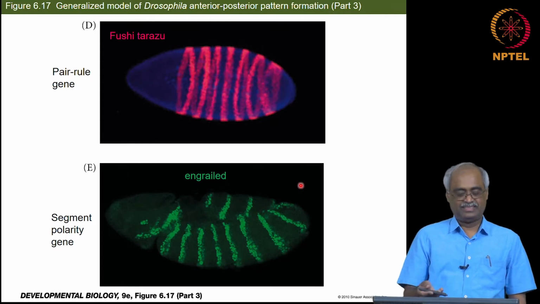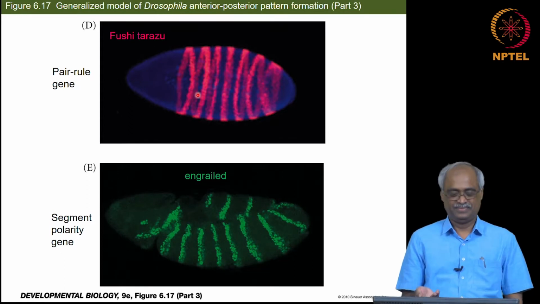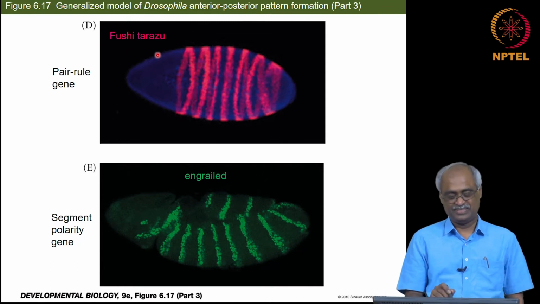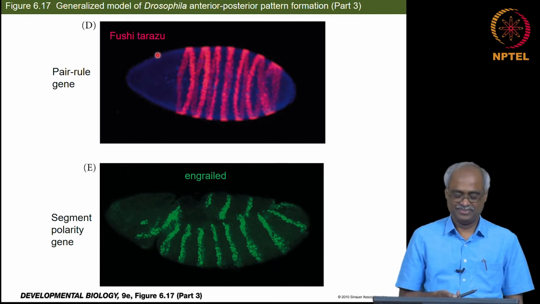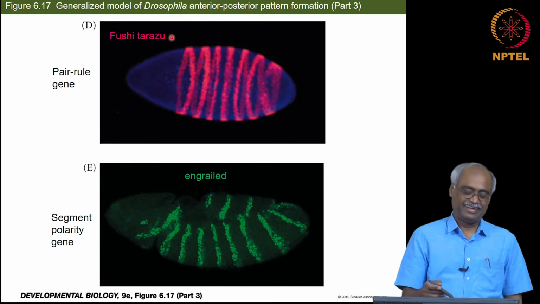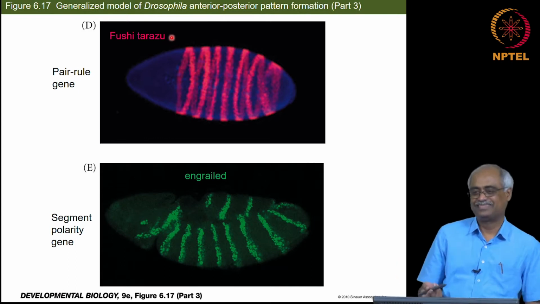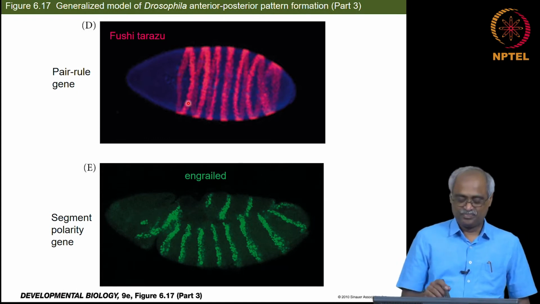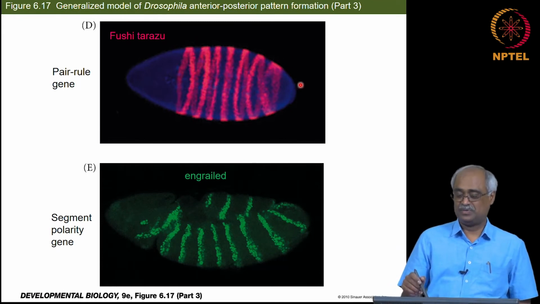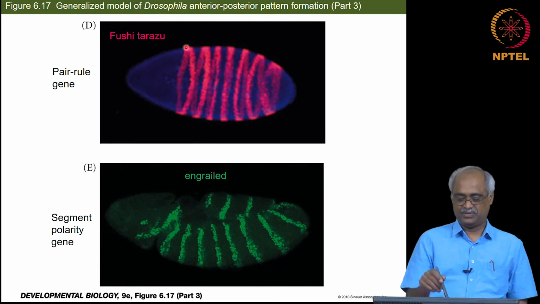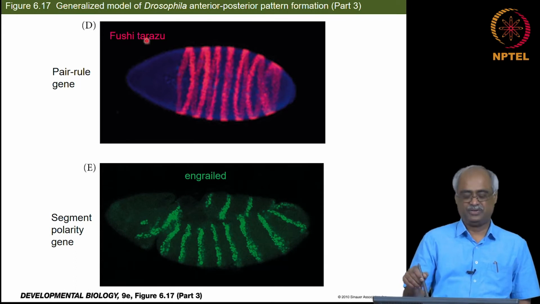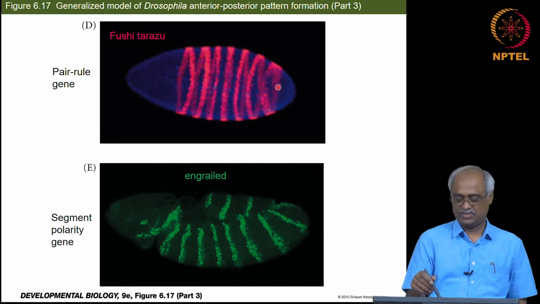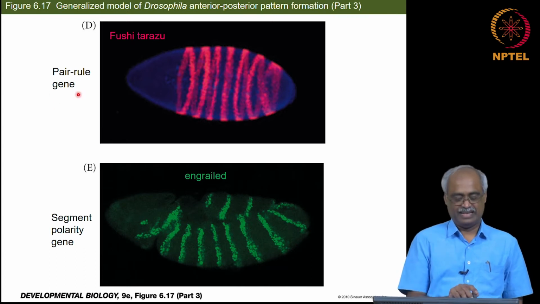Okay, this is an example of a pair rule gene. The Japanese group did this, and therefore, it is Fushi tarazu. Apparently, what that means is fewer segments. Okay. So, this is the expression pattern of a pair rule gene. This is no longer a cartoon, it is an actual embryo showing the actual distribution of a given molecule, Fushi tarazu protein. Okay. This is a late pair rule gene.